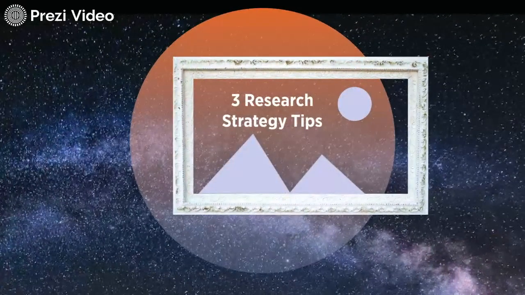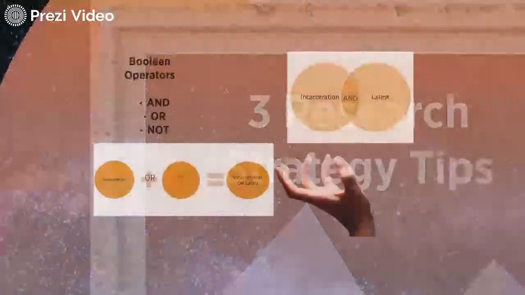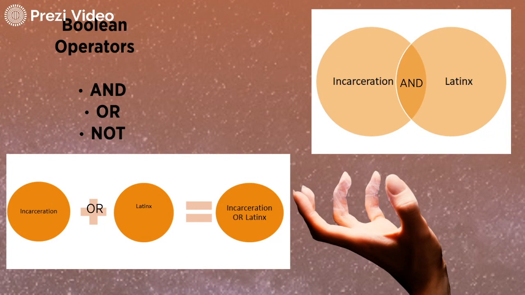There are 3 main search strategy tips you can use to query any database. The first one is called Boolean operators. They are the terms and, or, not. As you can see in your upper right-hand corner, the term "and" narrows your set of results. A database will retrieve articles that carry the terms incarceration and Latinx only, while the term "or," as you can see on your lower left-hand side of the screen, broadens your set of results.